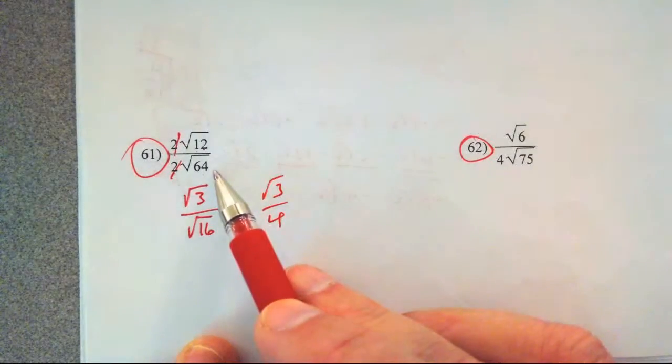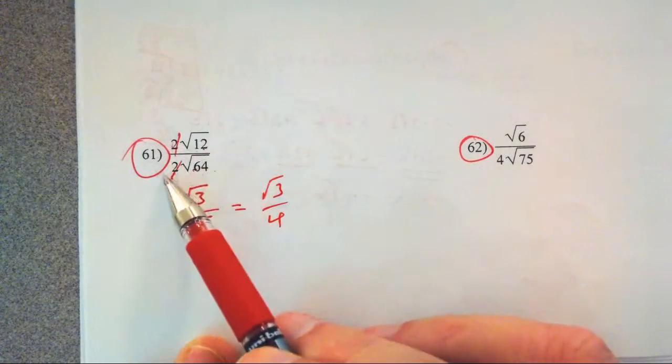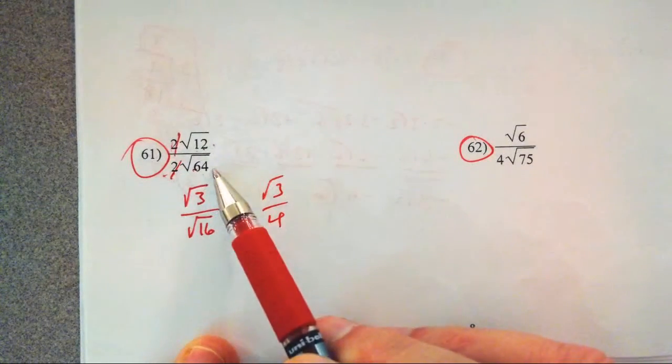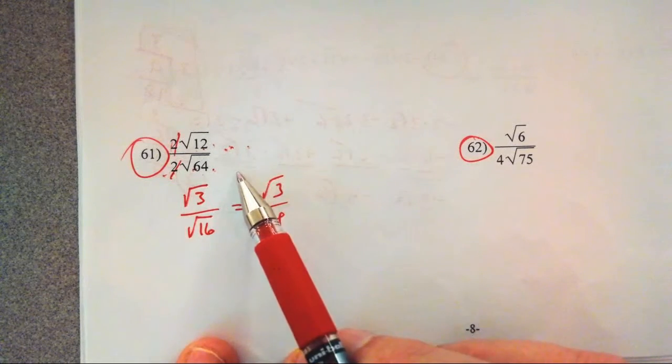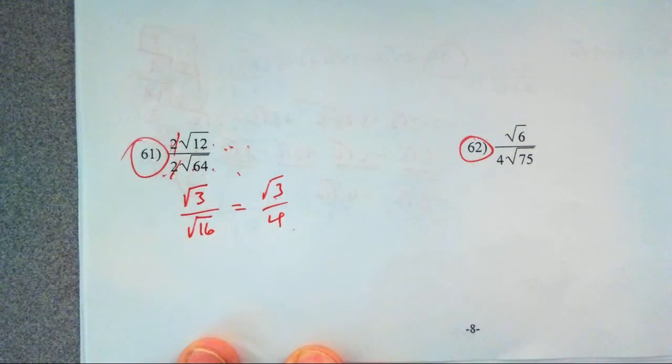Could have found the perfect square of 64 first. And then we reduced the 2, and now we got root 12 on 8. And then we jailbreak root 12, right? We make it 2 root 3, and then reduce the 2 and the 8, and we're right there. Okay? Could do that first, too.